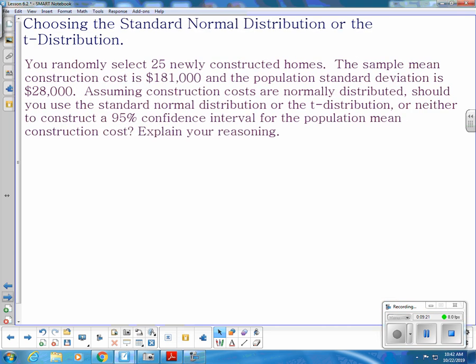All right, you randomly select 25 newly constructed homes. The sample mean construction cost is $181,000. The population standard deviation is 28,000. Assuming construction costs are normally distributed, should you use the standard normal distribution or the t-distribution, or neither, to construct a 95% confidence interval for the population mean construction cost? Which one should we use? The standard normal. And again, this is the difficult part when you get a take-home quiz or a test, determining which one I should be using.